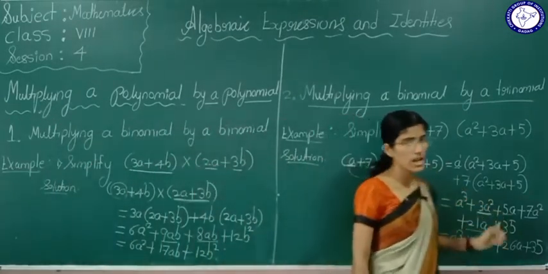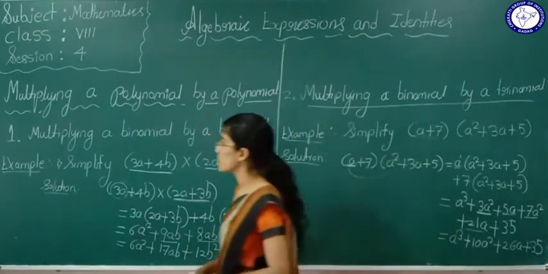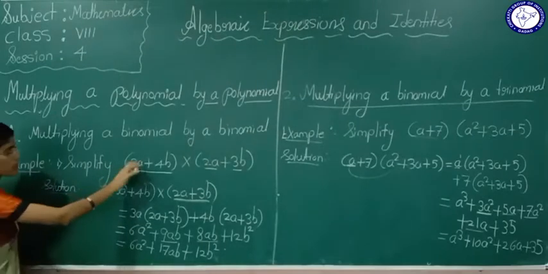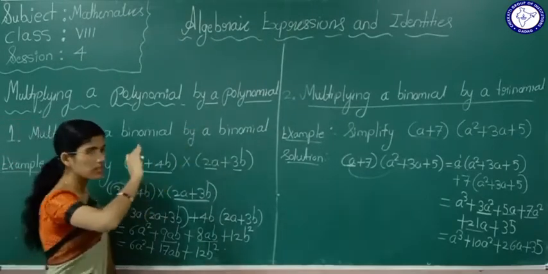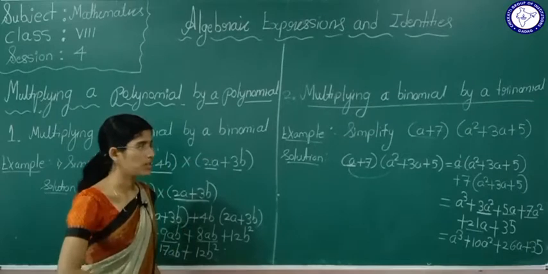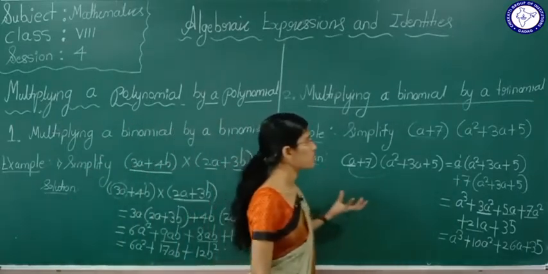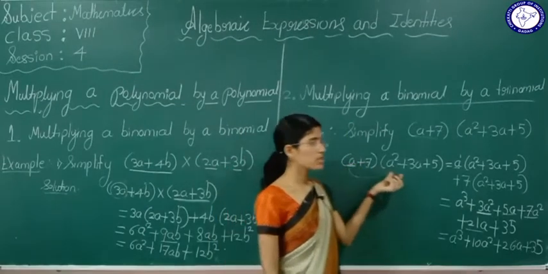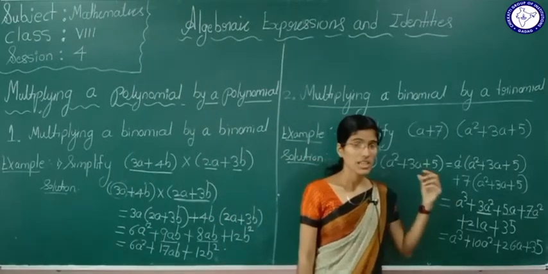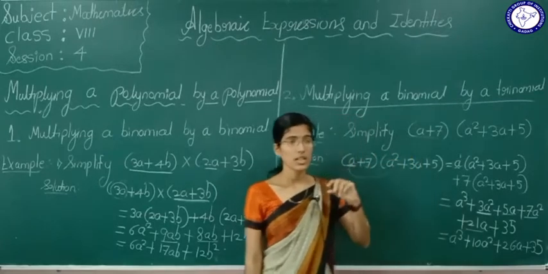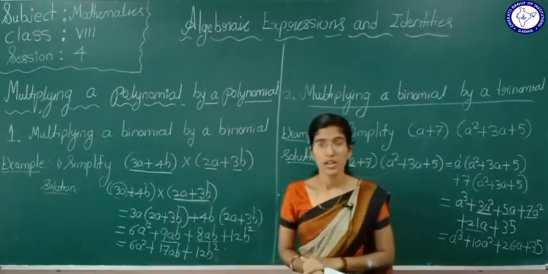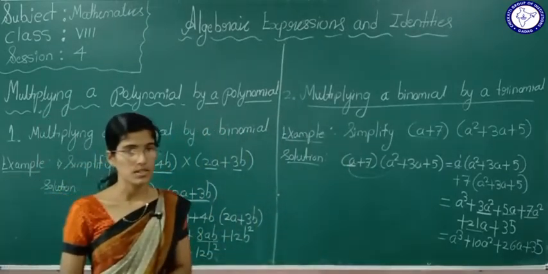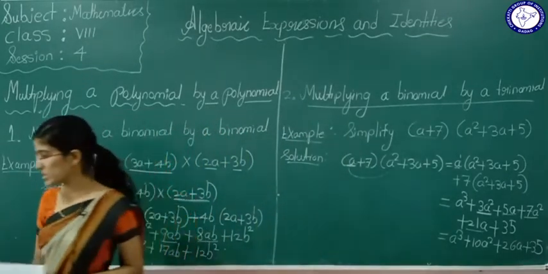Okay, so this is the way we are going to multiply a binomial by a binomial and a binomial by a trinomial. It's simple. While multiplying a binomial by a binomial, you multiply each term of the binomial with each term of the other binomial. While multiplying a binomial by a trinomial, multiply each term of the binomial with each term of the trinomial. This is about multiplying a polynomial by a polynomial. Now we will see the worked examples based on this.